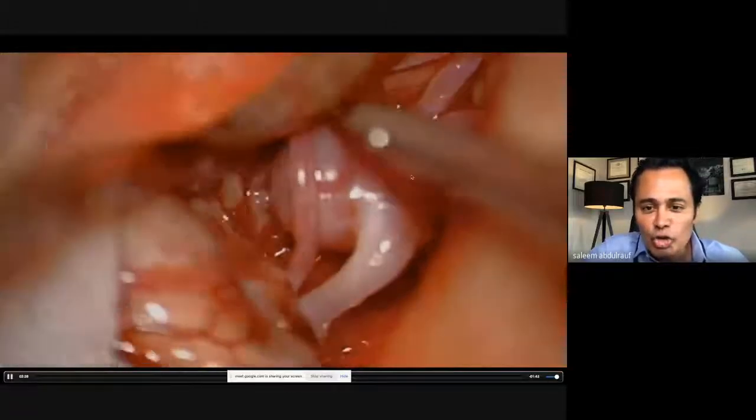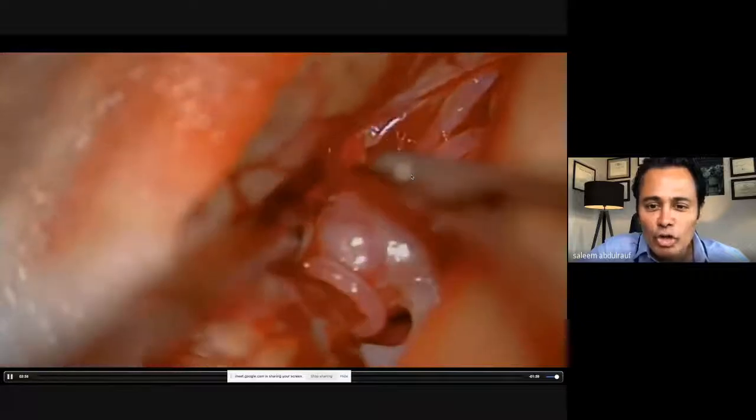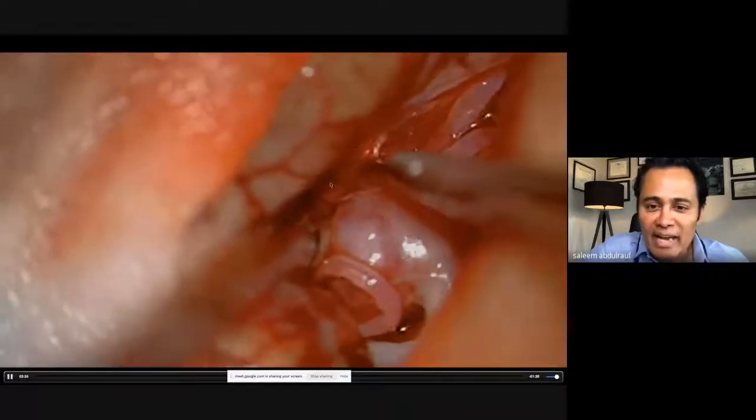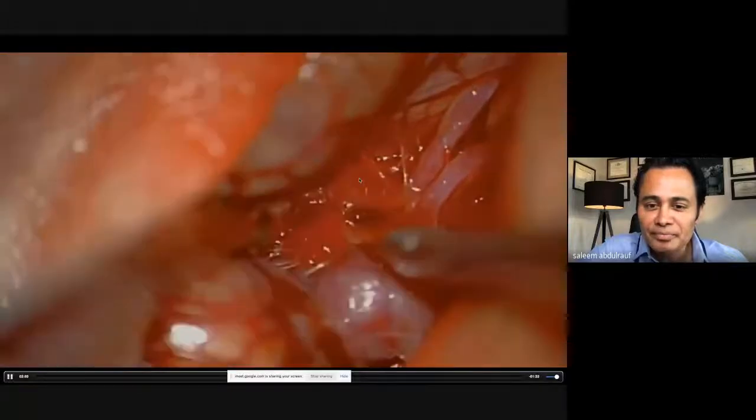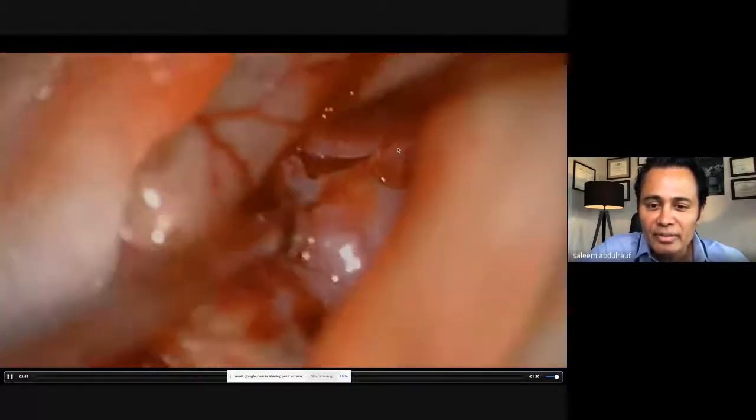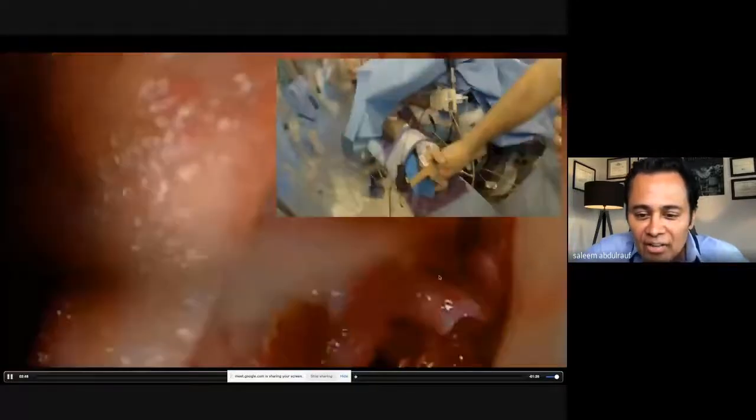Again, I don't like to use retractors and stuff, but that's fine. You can use what you feel comfortable with. Again, I like sharp dissection. Okay, you see what I'm doing here? You see right there? Okay, this is in real time.